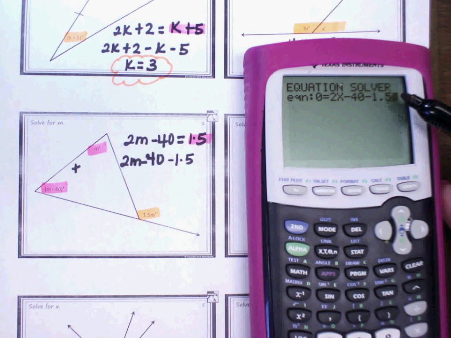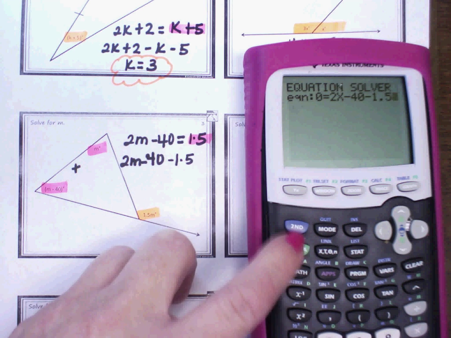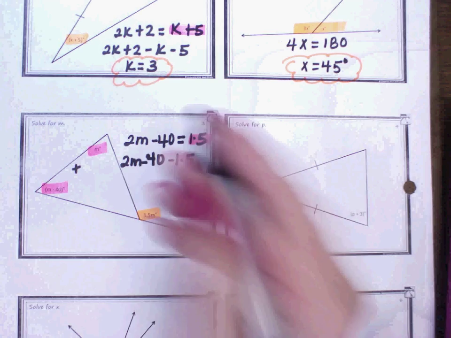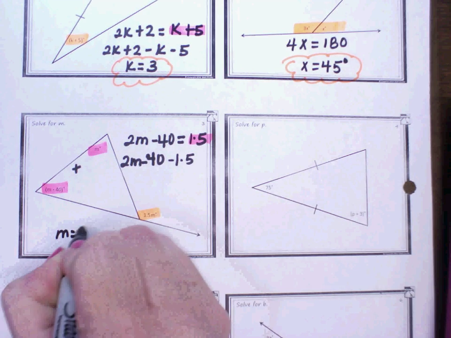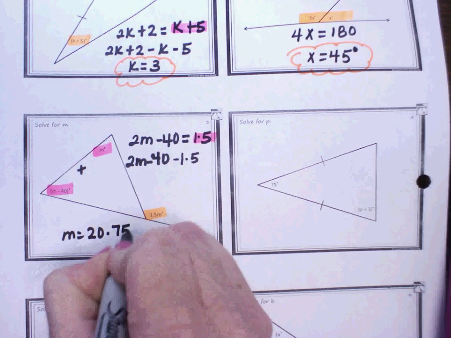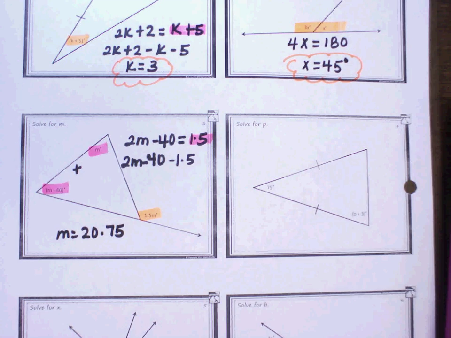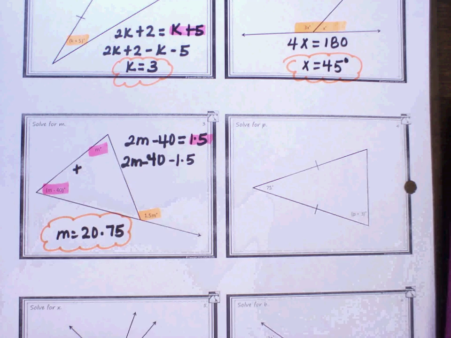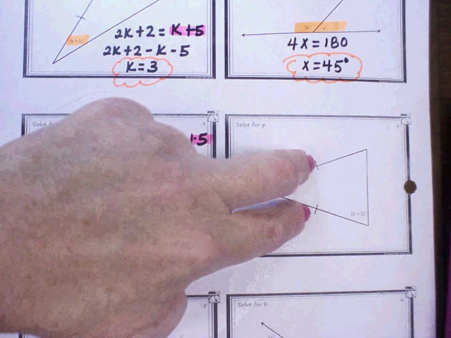Is everybody here? No? Edgar, are you working with your calculator? All right. Okay, so enter, alpha, enter. What's my answer? 20.75. So m equals 20.75. All right.